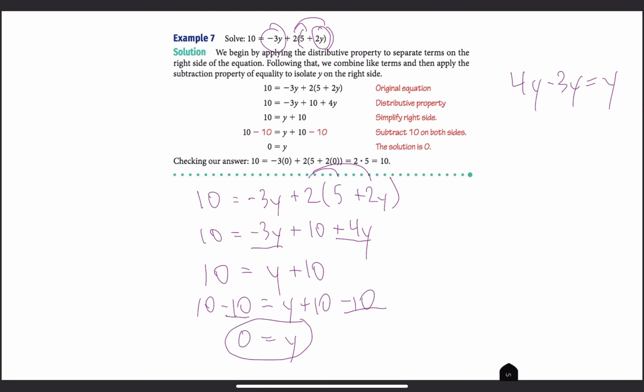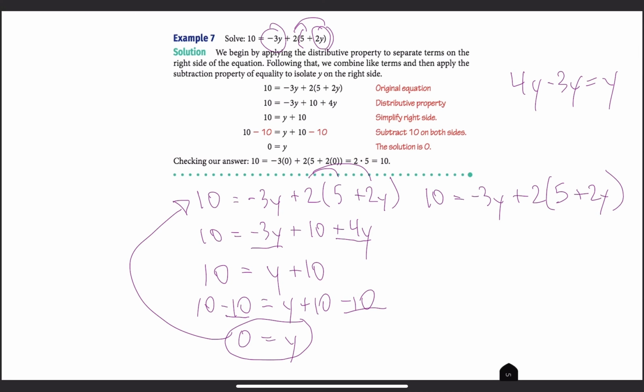It's not a number like 5 or -3. It's 0. But 0 can just as easily be a solution as any other value. And we can check it and see if it is in fact the solution by taking it and plugging it back into our original equation. So let's do that. Let's say 10 equals -3y plus 2 times the quantity 5 plus 2y.